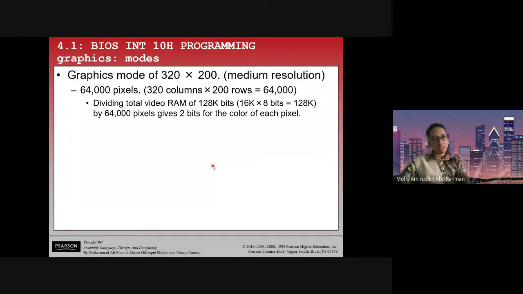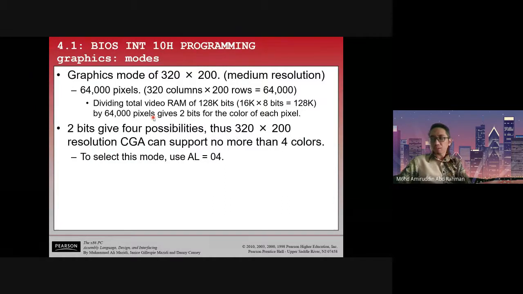So if you divide 128K ni, divide with the 64K, maksudnya based on you punya resolution ni, medium resolution, gives 2 bits for the color of each pixel. Maksudnya setiap pixel tu dia boleh store sebanyak 2 bits of color. So maksudnya dia boleh guna contoh D0 and D1 lah, so 2 bits. So more than that tak boleh lah.